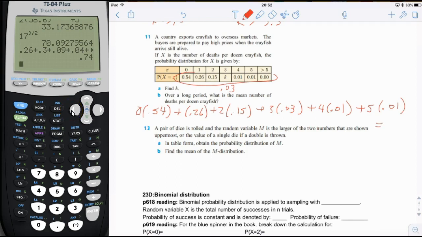So 0.74 is the mean number of deaths per dozen crayfish.